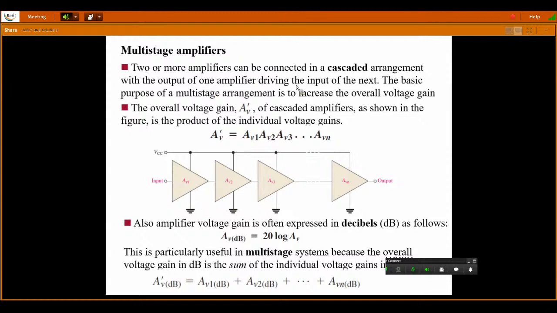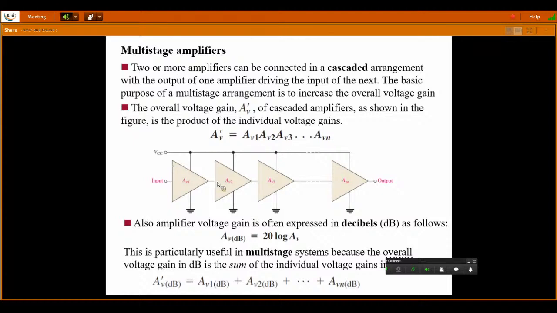Two or more amplifiers can be connected in a cascaded arrangement, where the output of the first stage amplifier is connected as an input to the second stage, and so on. Here it is n number of stages, cascaded by connecting output to input. This is the symbol for an amplifier.